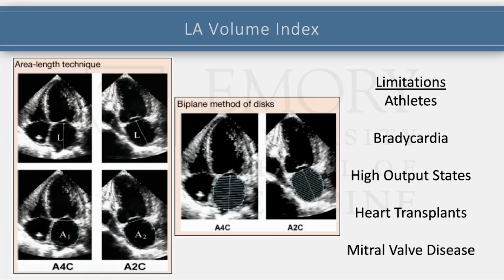I'll briefly talk about the other measures that are in the 2016 guidelines that we use a lot and what some of the limitations are. So left atrial volume index: we have a couple of different ways of measuring left atrial size.